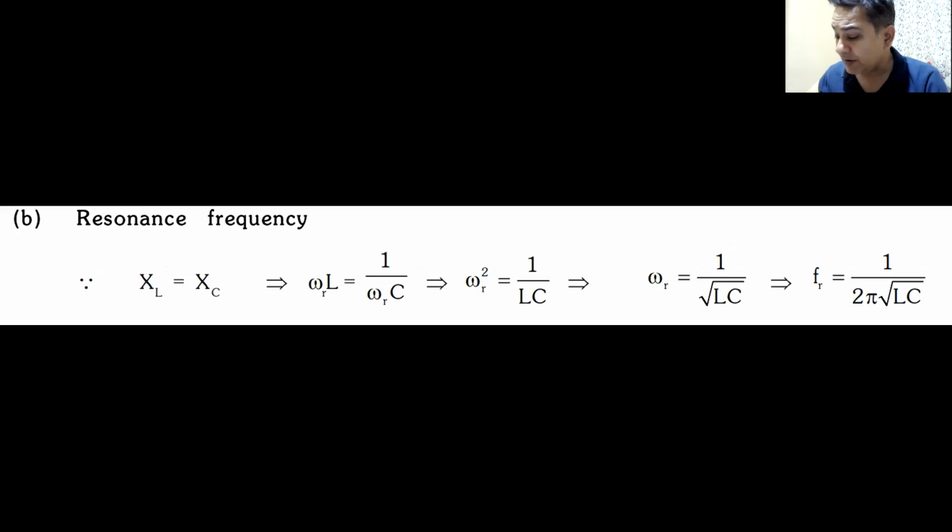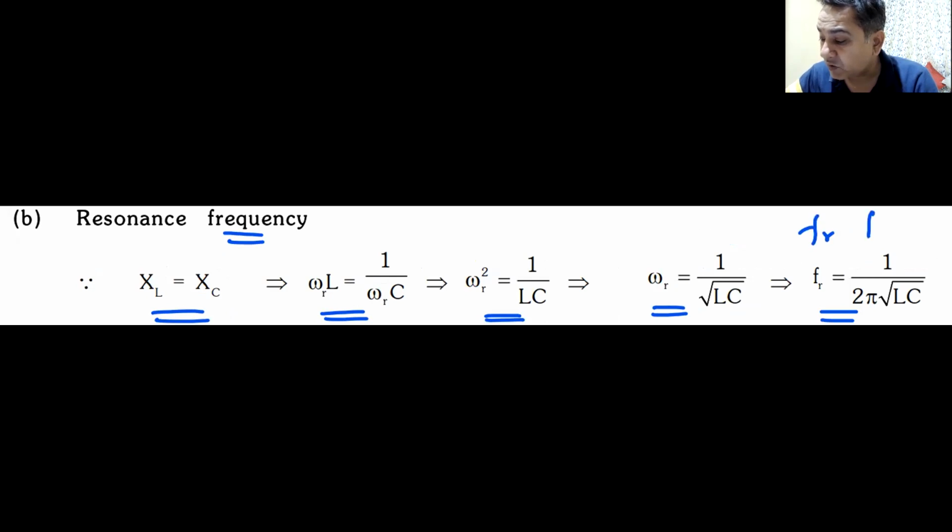The other half will be: what is the resonance frequency? XL is equal to XC, so omega L is equal to 1 by omega C. So omega squared becomes 1 by LC, and omega of resonance becomes 1 by root over LC. Frequency of resonance, some people call it FR, some people call it F naught, doesn't matter. It means the same thing. The resonance frequency is 1 by 2 pi root LC. I'll give you a minute to note this down.